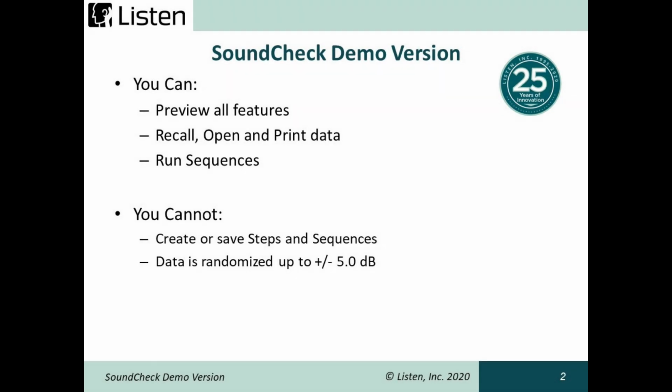You can preview all features, recall, open and print data, and run sequences. You can't create or save steps in sequences. You can't make precision audio measurements. That's because data is randomized up to plus and minus 5 dB in this version.